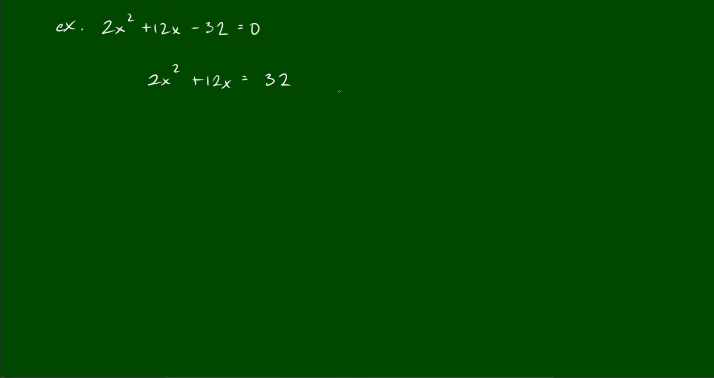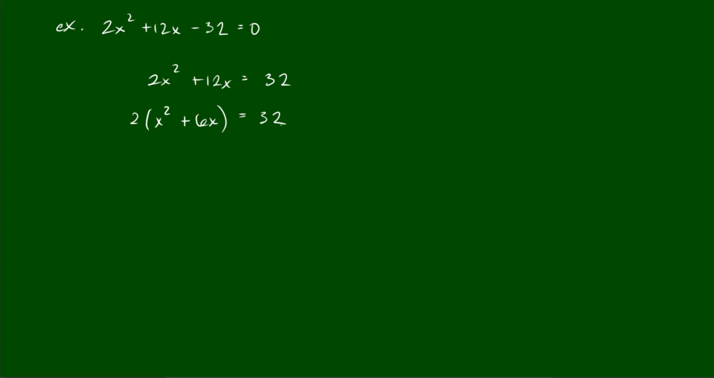Now you're going to factor out the 2 from the expression on the left, and you can do that right away. You're going to have 2 times (x squared plus 6x) inside the bracket, and that equals 32. Simple steps: you move the 32 to the right side, then you factor out the 2 from the expression on the left.